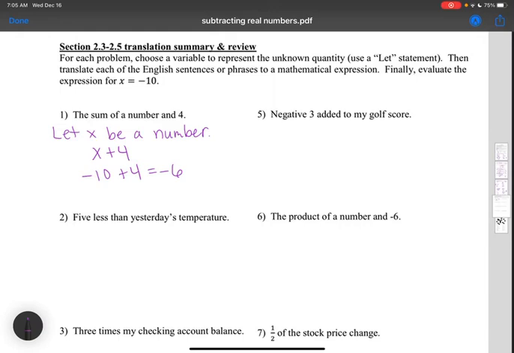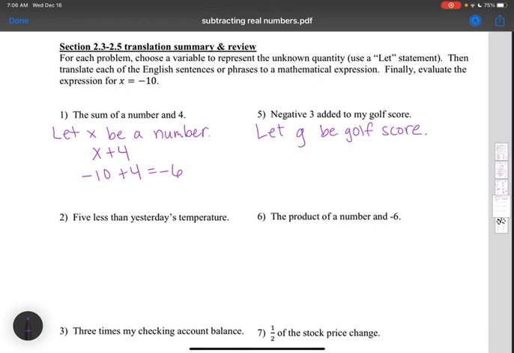Let's jump over here to number 5 across the top. Negative 3 added to my golf score. So I'm going to say let, if you want to say x every time, you can. If you want to pick a different letter, you can. Just to kind of switch it up, I'm going to say let G for golf, let G be golf score. So whatever they're talking about, you just put let, you pick a letter, and then be whatever they're talking about.